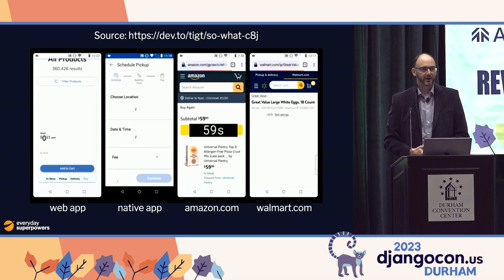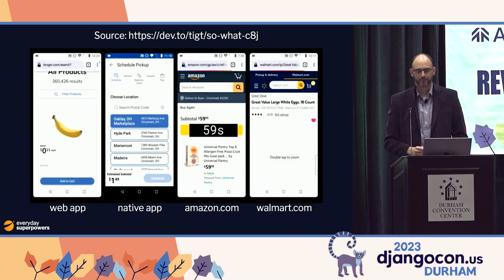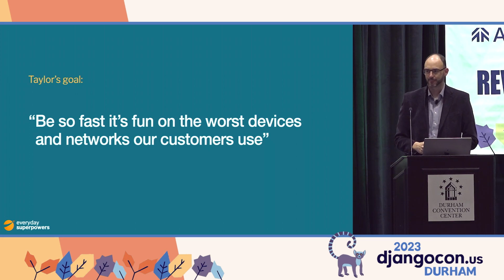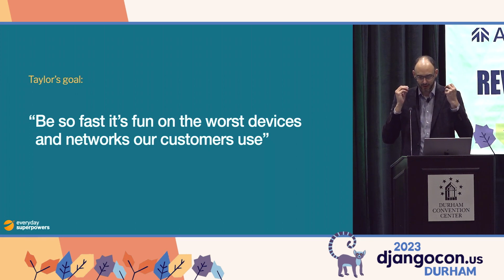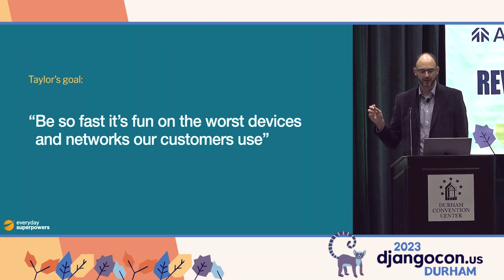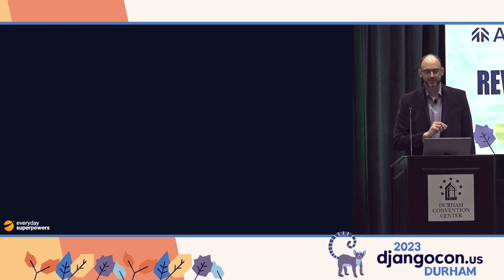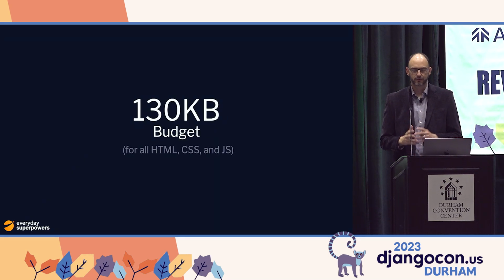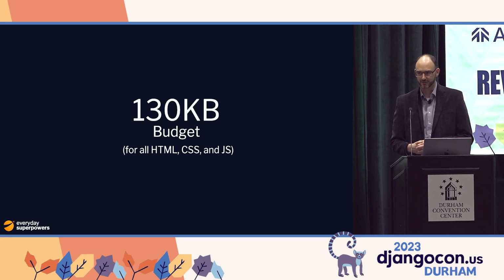But Taylor knew it could be better, and he had a vision. He wanted their website to be so fast that it's fun on the worst devices and networks our customers use. So to do this, he thought, okay, let me do some research, and he heeded some advice that he found in 2017, which was, for optimal website performance, establish a budget of 130 kilobytes for all your HTML, CSS, and JavaScript. Essentially, that first download needs to be 130K or less.